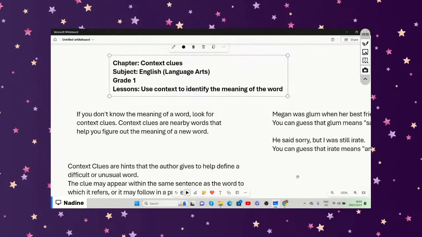And it's like I was saying, like context clues, right? Or the word clues, it's similar to giving you some form of ideas, right? So if you don't know the meaning of a word, basically you look for context clues, right? It's like you kind of look for clues that will give you some form of idea of what the meaning of a specific word might be. And context clues are nearby words that help you figure out the meaning of a specific word, specifically new words.